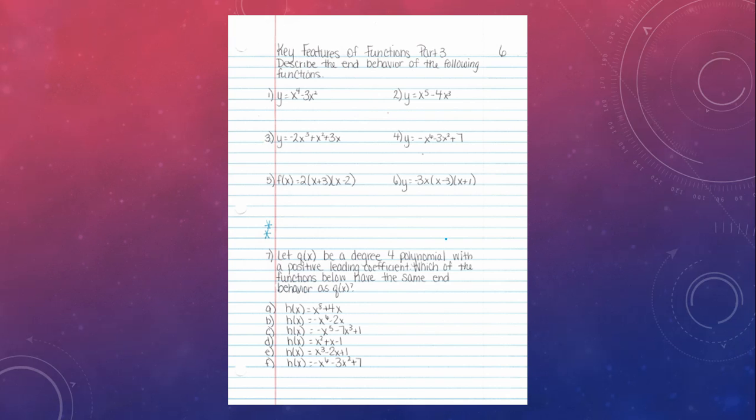So here's what my page looks like. It's just 7 problems. Make sure you have the title, Key Features of Functions, Part 3, page 6. Describe the end behavior of the following functions. If you want to, you can copy all the problems down now and fill them in as we go, or write them down and fill them in as we go through the example problem.